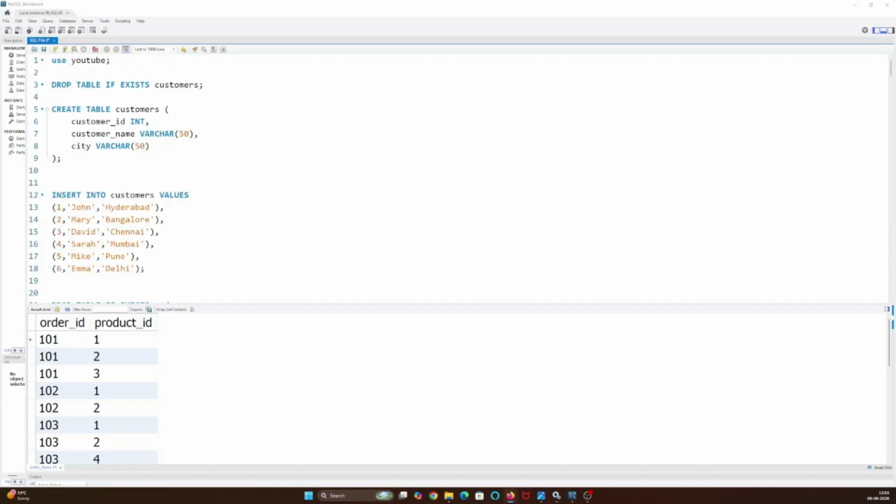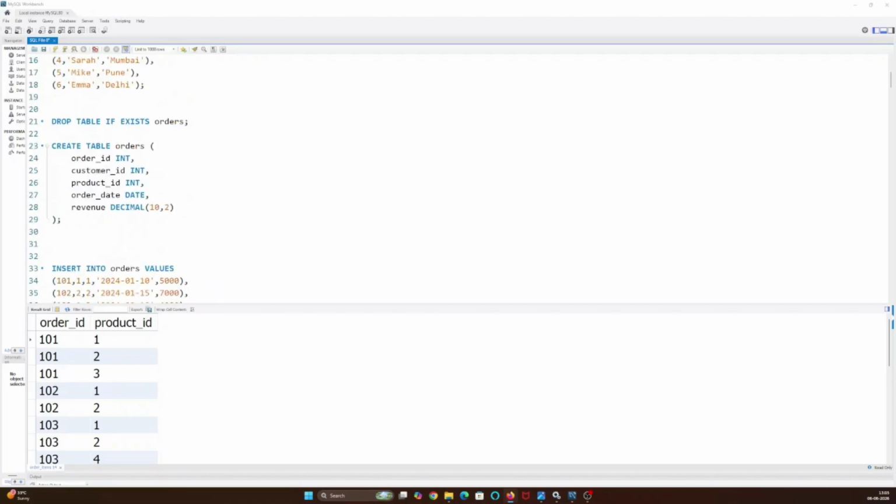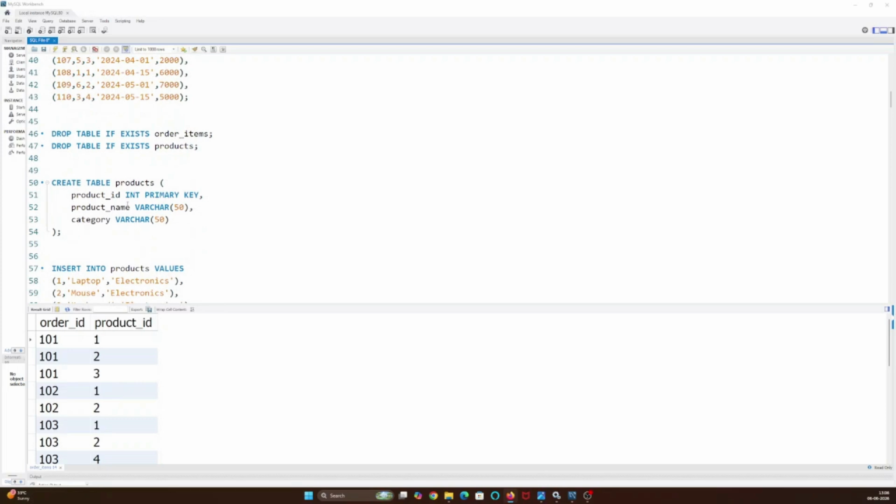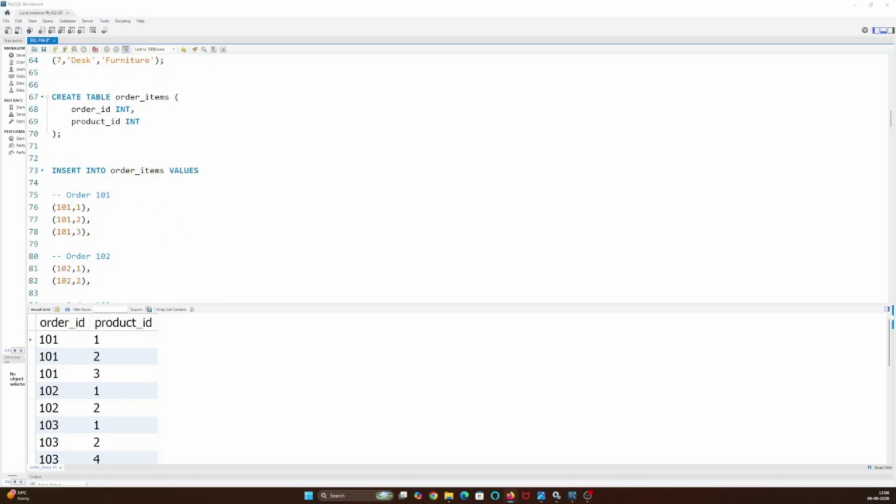We have customers, which contains customer information including city. Orders contains transactions, order dates, and revenue. Products contains product details, and order items maps products to orders. Together, these tables allow us to answer questions around customer retention, customer loyalty, product recommendations, revenue trends, and customer value. Let's start with our first business problem.